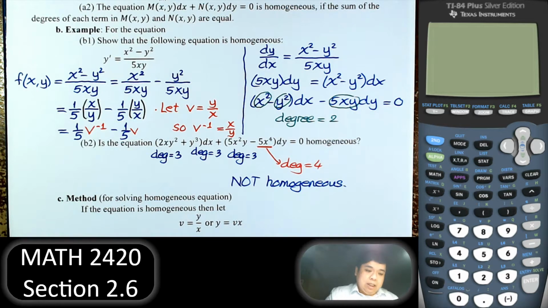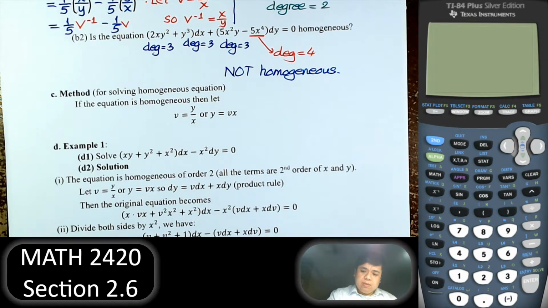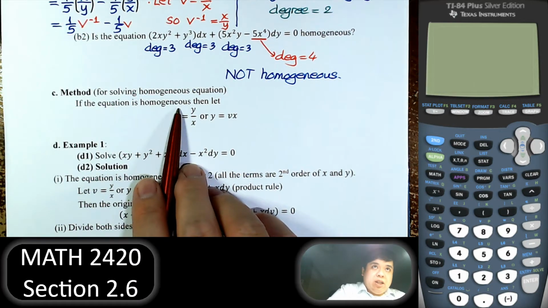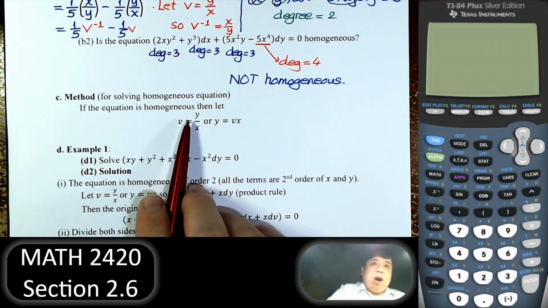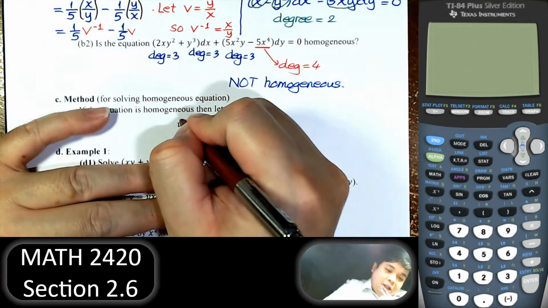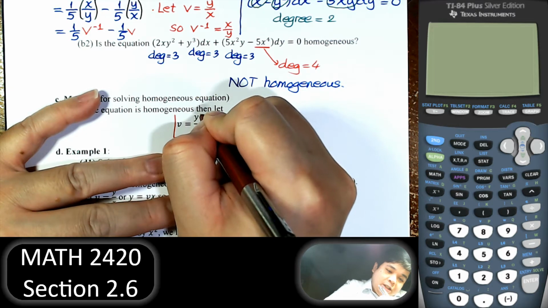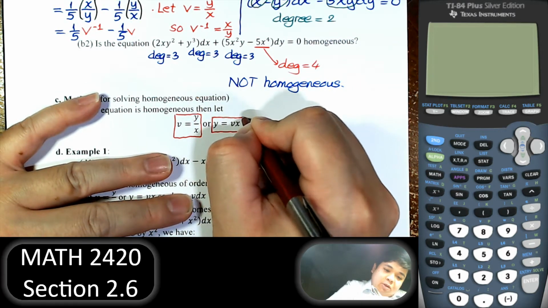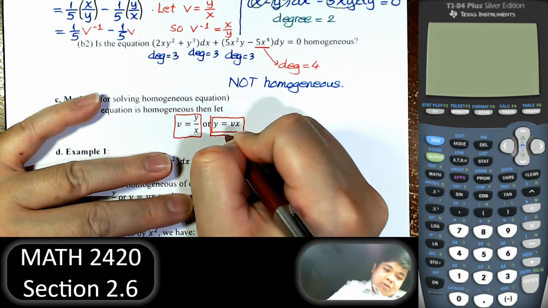Right. Now, so we can determine if the equation is homogeneous. Now, how do we solve for it? Now, the solution. If the equation is homogeneous, that means we can write the right-hand side function as a function of v, where v is equal to y over x. Or we can write in this form, preferably in this form.